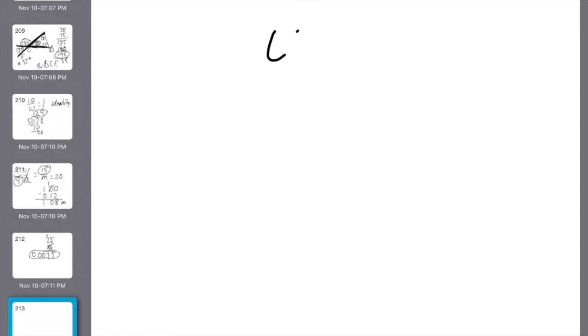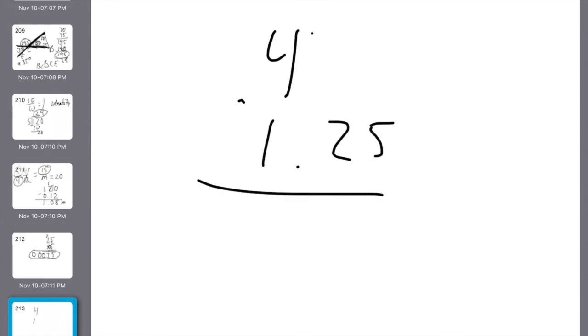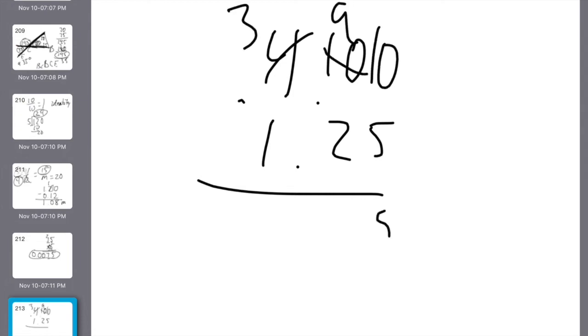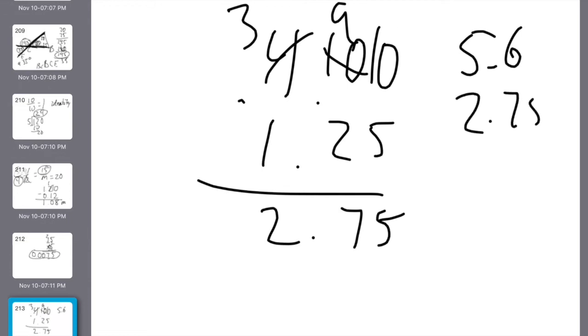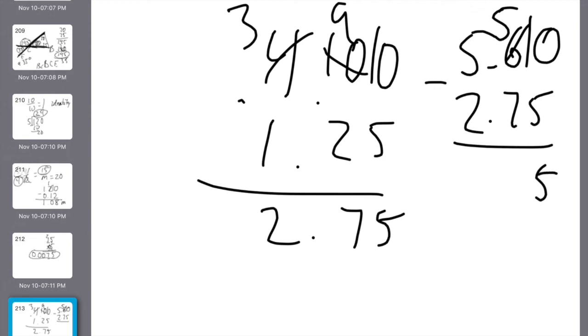Number 24, I start with 4 minus 1 and 25/100ths. Add a decimal point and 2 zeros: 3, 10, 9, 10, 5, 7, 2, and 75/100ths. My job is to now take that and subtract it from 5.6 minus 2.75, add a 0. 6 becomes a 5, 10, that's a 5. 5 becomes a 4, 15, that's an 8, decimal point 2. And I got 2 and 85/100ths.